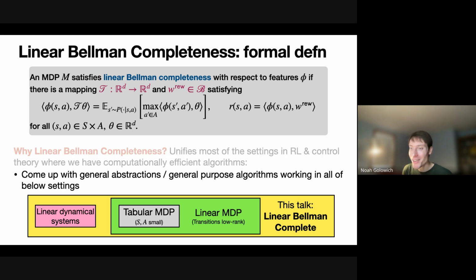Okay, so actually kind of along the lines of that comment, one of the more general reasons for linear Bellman completeness is that maybe we can come up with other general abstractions or general purpose algorithms that work in all of these settings, as well as potentially new settings as well. So of course, one of the main goals here is generality.